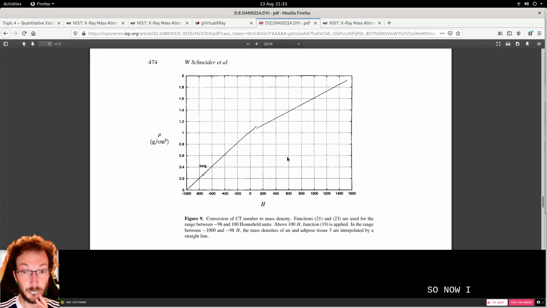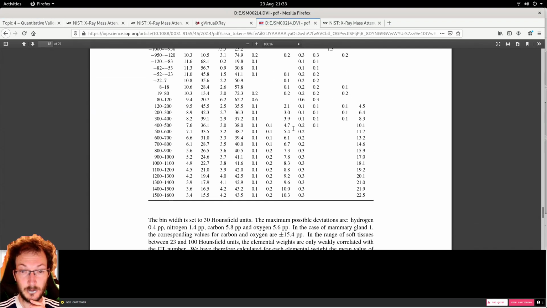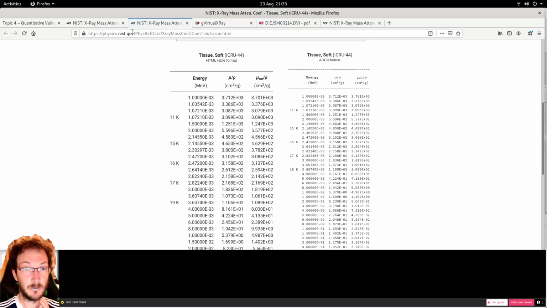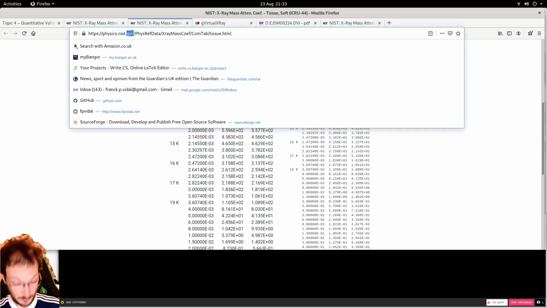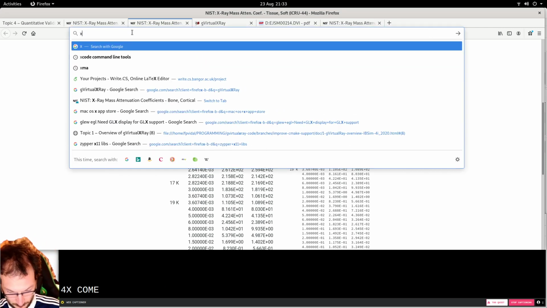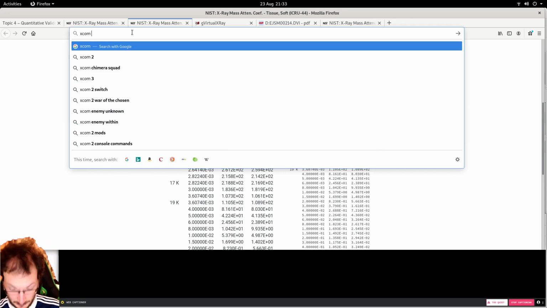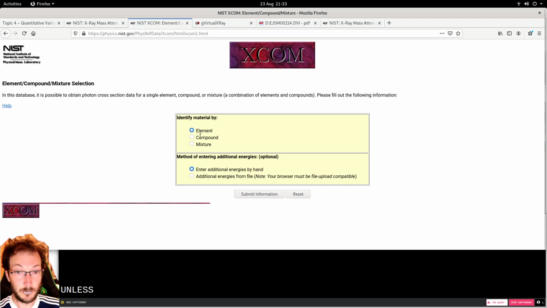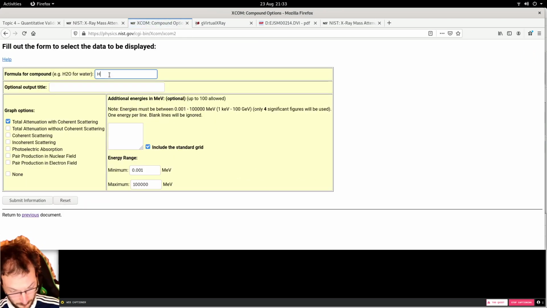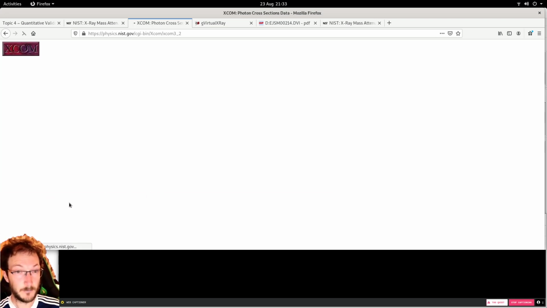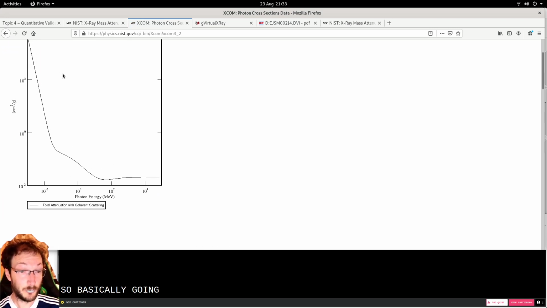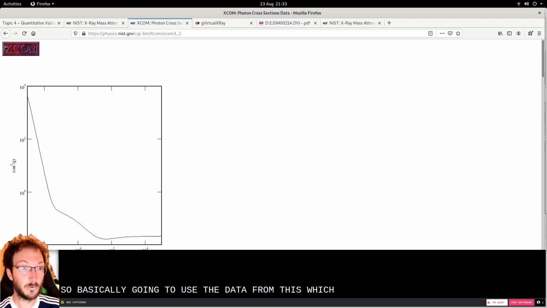So now if we use this table and the NIST, so if we look for XCOM NIST, and let's say we want a compound, water, so we're basically going to use the data from this, which we can download.